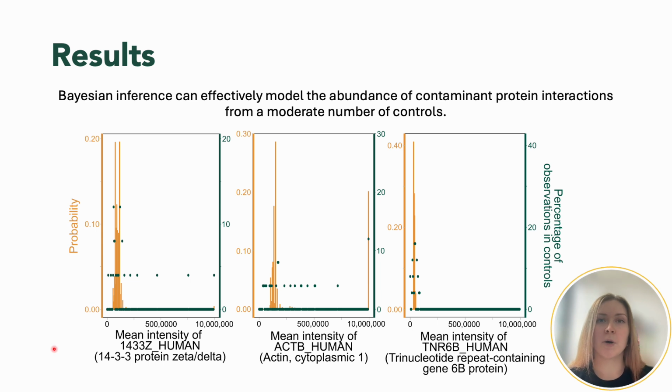So in constructing these models, the first thing that I looked at was a visual assessment of how well the probability distributions reflected the observed intensity or abundance of the proteins in the controls. So fortunately, we can see that the probability distributions in orange follow similar patterns to the real observations in green points. And so whether there is a wider distribution of intensities, a more narrow distribution, or even multiple peaks of intensities for a given protein, the Bayesian inference seems to reasonably capture these kinds of patterns.